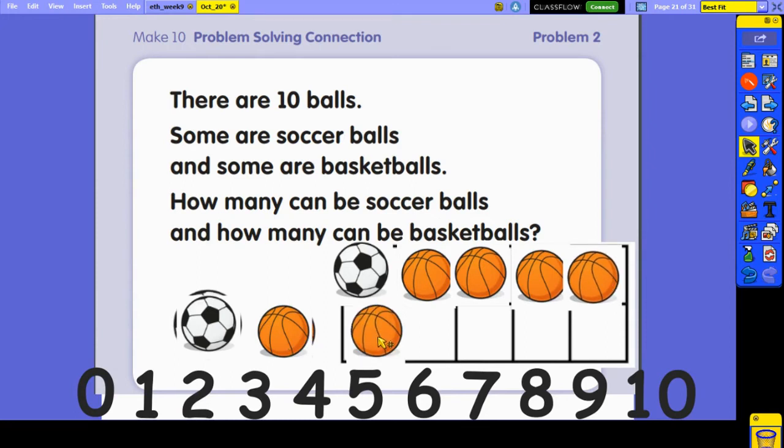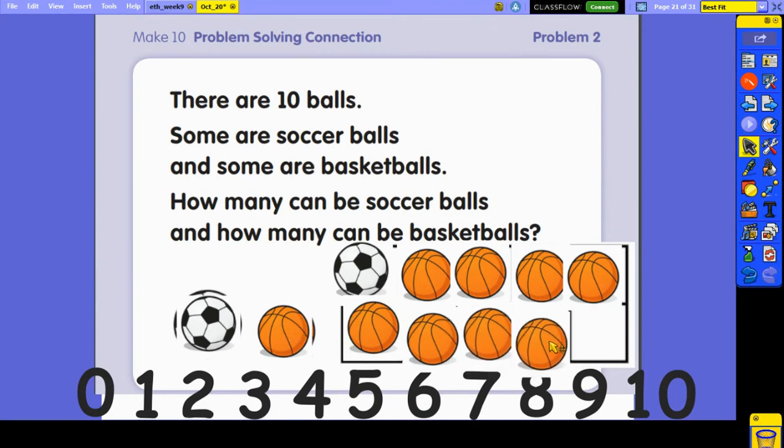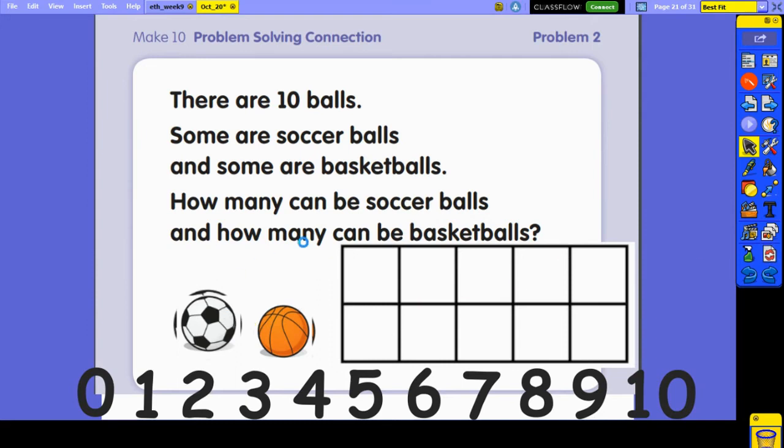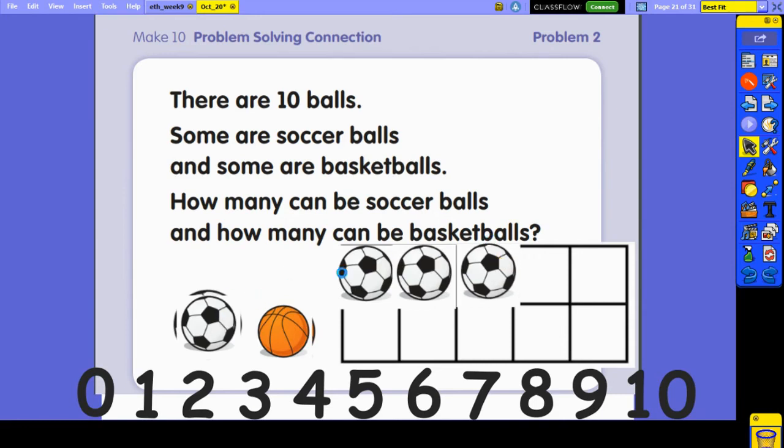Now, there's not just one right answer to this question. There's several different ways that you could make 10. So you could do 1 and 9. Okay. There's lots of other ways to make 10 too. Let's see. Let's do another one. What if I had 4 soccer balls? How many basketballs could I have? That's right, 4 and 6.